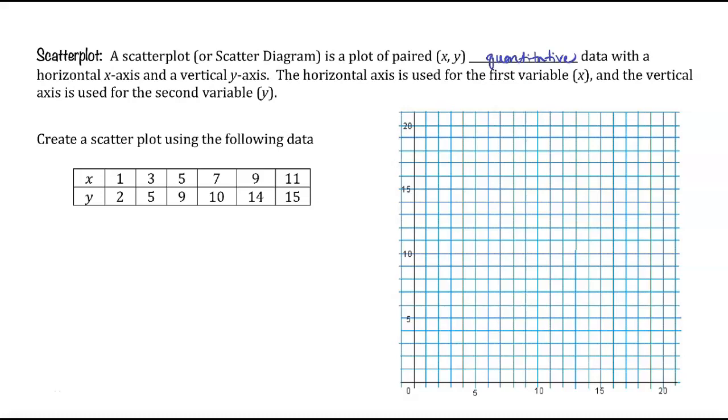Our first point needs to correspond to the XY pair 1, 2. So beginning at 0, 0, we will move 1 unit to the right and 2 units up. The second point needs to correspond to the ordered pair 3, 5. So we will move 3 units to the right and 5 units up. Next, we need a point that corresponds with the ordered pair 5, 9. So we move to the right 5 on the x-axis and up 9 in the y direction. Next, we have the point 7, 10, then 9, 14, and last 11, 15. Unlike a frequency polygon, with a scatter plot, we do not connect the points with line segments.